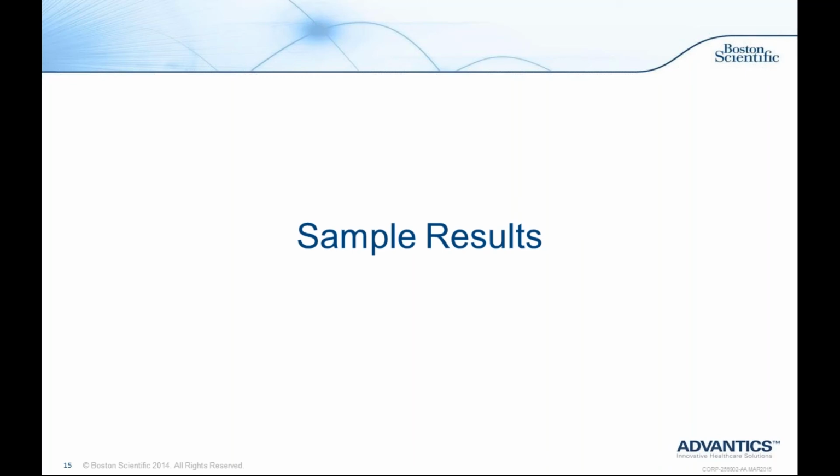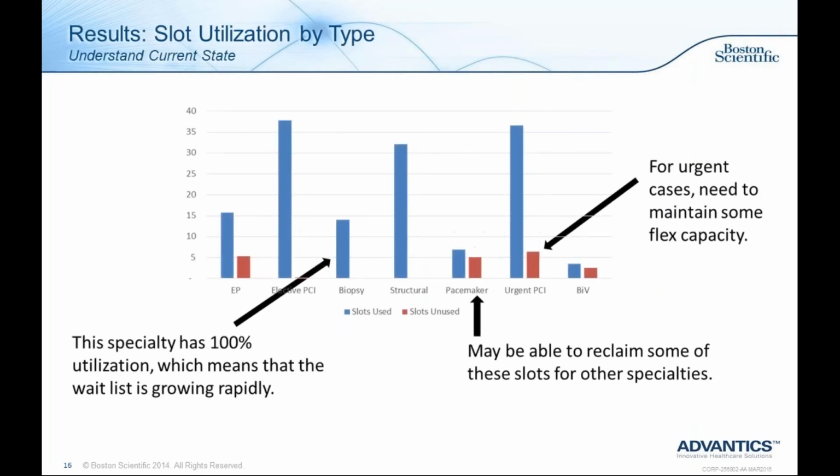Let's take a look at some of the results. What I'm showing you here is just a highlight. I just took a couple of slides literally from the entire package, and there are too many charts to show in an hour. So the first one you'll see is a sample of slot utilization by type result. This slide was used to help leadership understand their current performance, look at the procedures that are overutilized, and the ones that can potentially donate some case time to others.